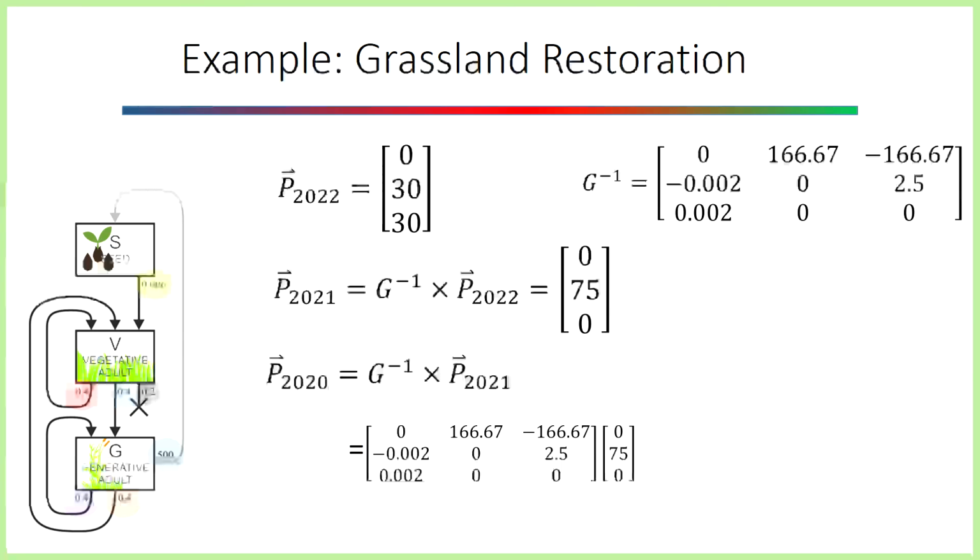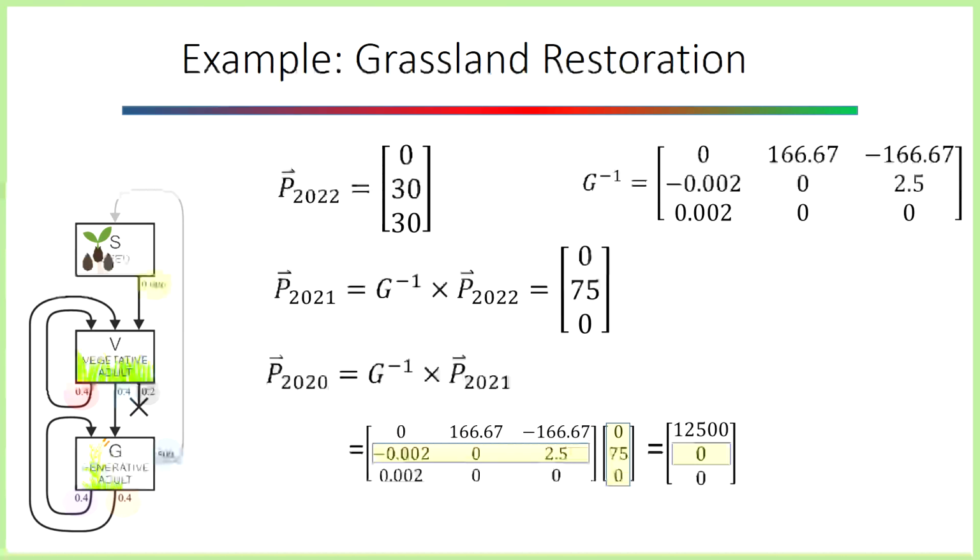P 2020 equals G inverse times P 2021. And again, we compute the dot products of the first row and the only column to find the first element, which turns out to be equal to 166.67 times 75, because the other entries in our population vector are both 0. And 166.67 times 75 is 12,500.